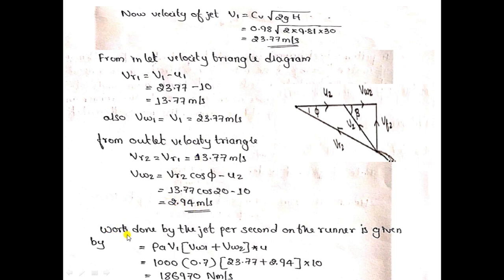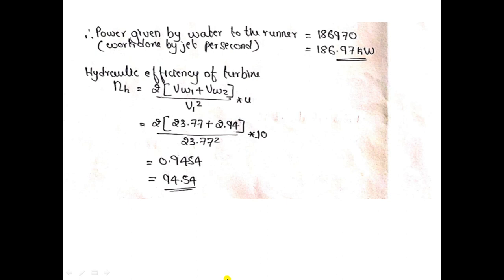Now the work done by the jet per second on the runner is given by this formula: rho A V1, which is nothing but the mass of water striking per second, into VW1 plus VW2 into U. If we substitute all those values, we will be getting the value of work done as 186970 Newton meter per second. Now the work done per second by the jet is nothing but the power given by the water to the runner. So 186970, we can rewrite it as 186.97 kilowatts.